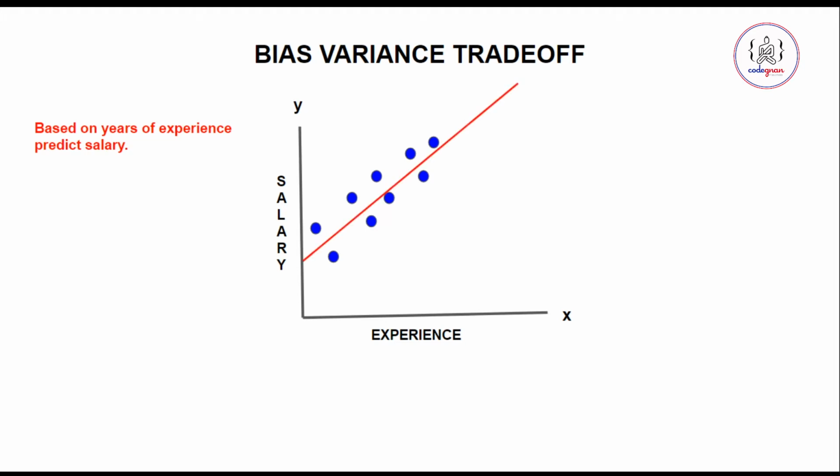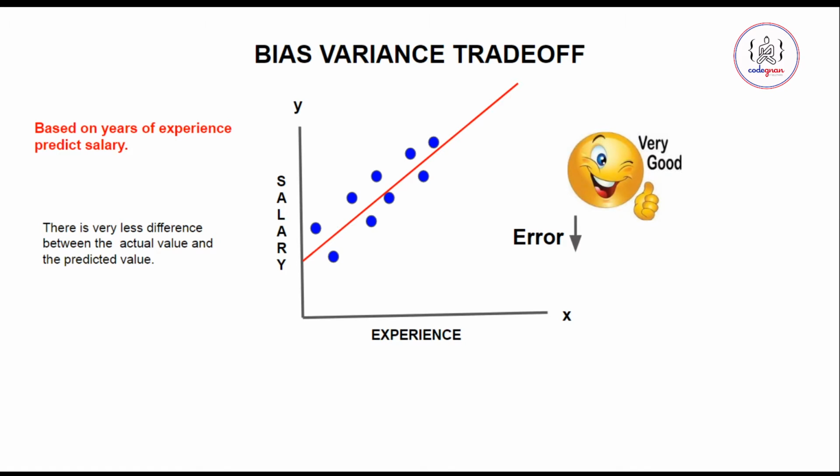Here we have drawn this line which is closest to all the points. This line fits our data perfectly. There is less difference between the actual and the predicted value, so we are going to have less error. Our linear regression model does a very good job, as we are getting very little error when we are predicting any value.